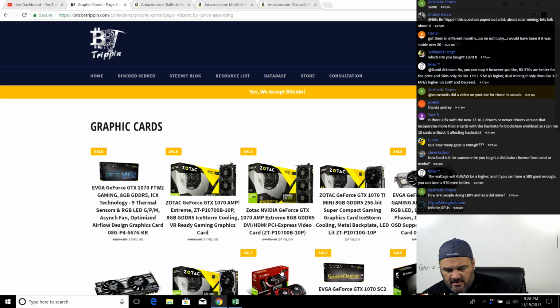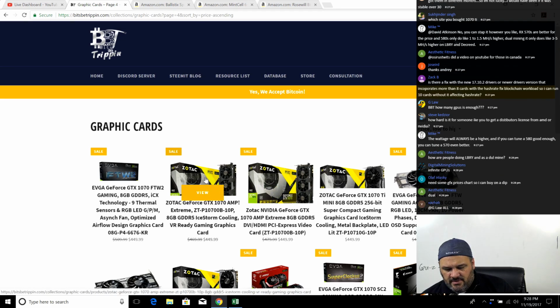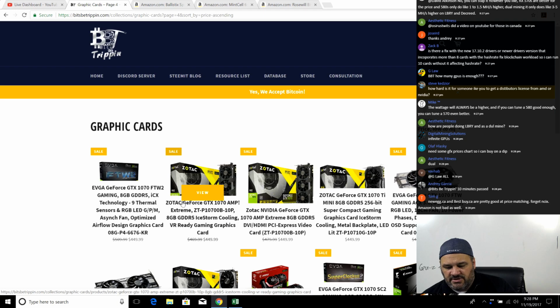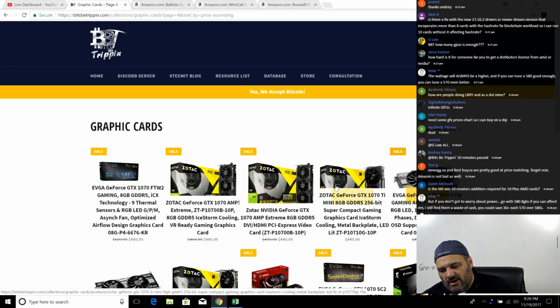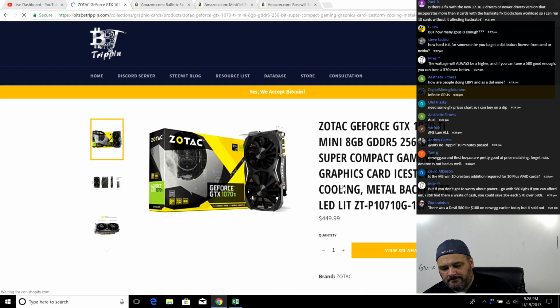The Zotac Amped Extreme 1070, that was the one we tested in late May that did amazingly. This is a 34 megahash card. It holds 1,000 megahertz memory. This card is friggin' awesome. The Amped Extreme editions are all great. Let's see here, the 1070 Mini. So the 1070 Mini is $449. So I mean, you're really looking price wise. And I haven't seen the Mini. We haven't ordered a Mini.